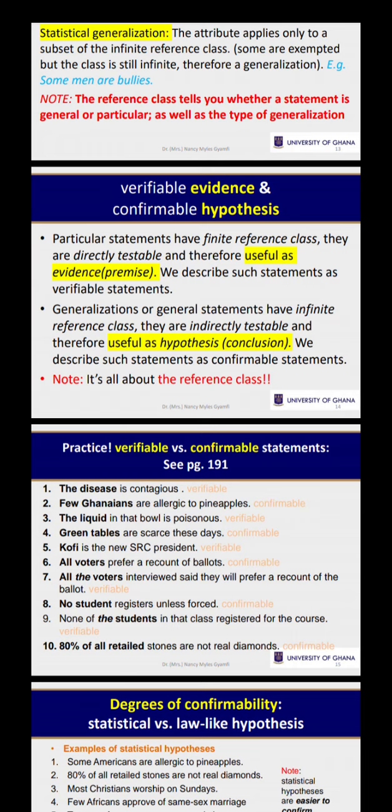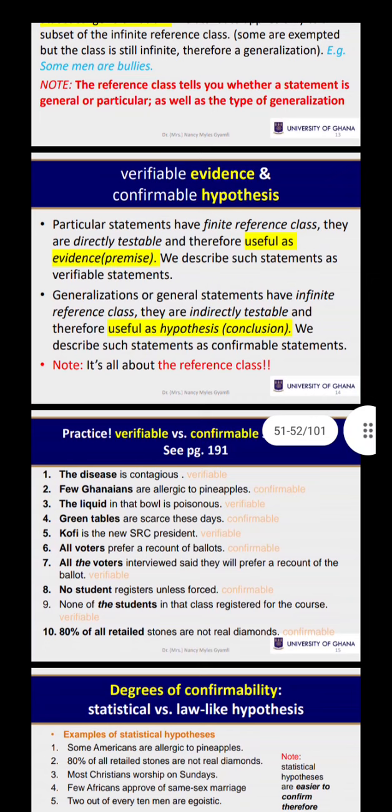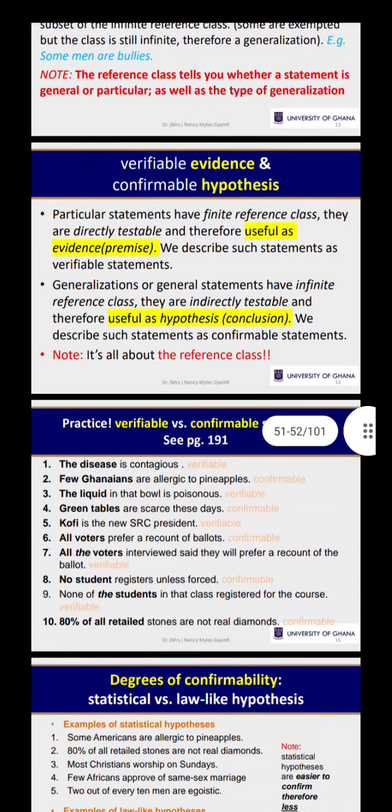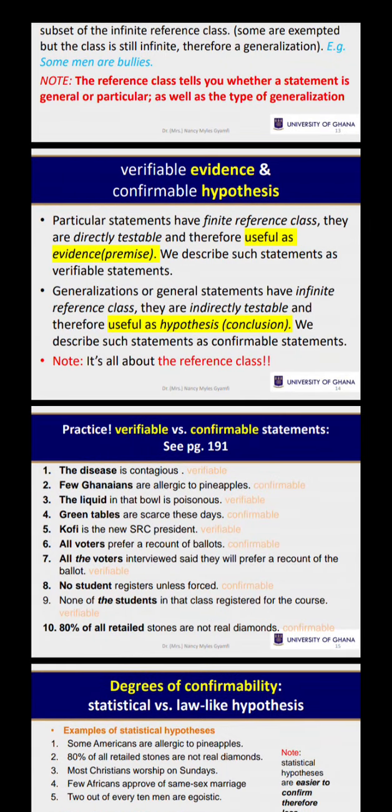So please, are you with me? Before you are able to ascertain whether this is a verifiable statement or not, you first need to identify your reference class. I said reference class is the person or the thing the sentence is talking about. If I say the table is green, we are talking about something here, and that thing is a table. It is green. The table becomes my reference class.